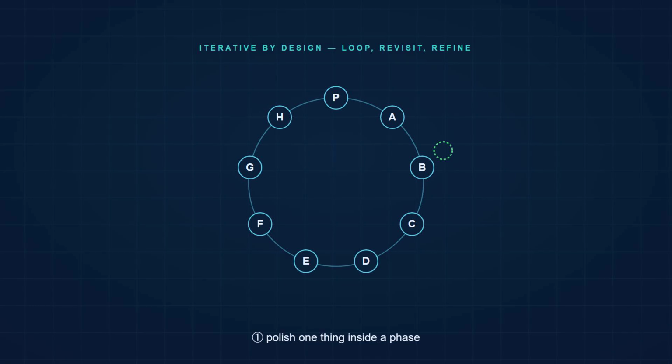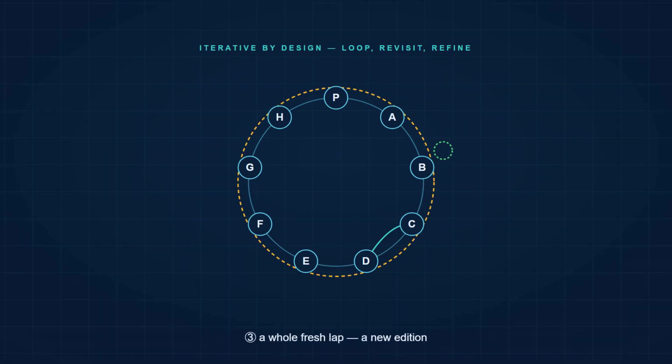Sometimes you rework one small thing inside a single phase, like polishing a paragraph. Sometimes a discovery sends you back a step, the way changing a later chapter forces you to fix an earlier one. And sometimes you run a whole fresh lap of the entire cycle, like releasing a brand new edition. Now here's the clever part.